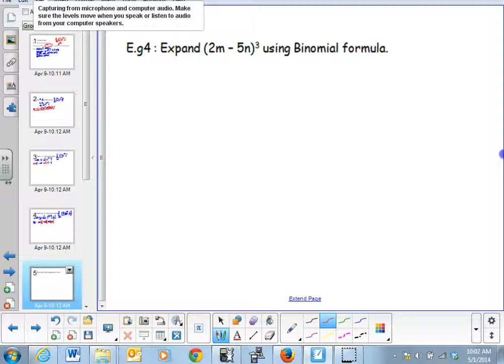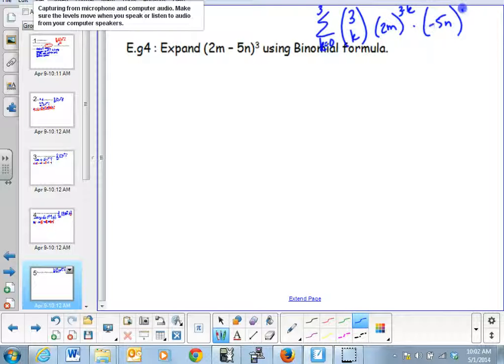Okay, more fun. So in general, we have k goes from 0 up to 3 this time only. And my first combination is going to go from 3 taken k times. And then my first term is 2m to the 3 minus k power times -5n to the k power.